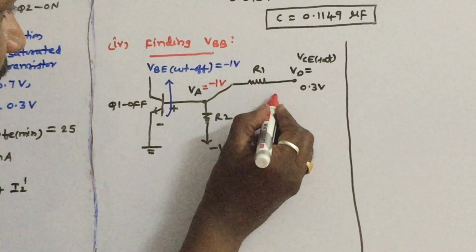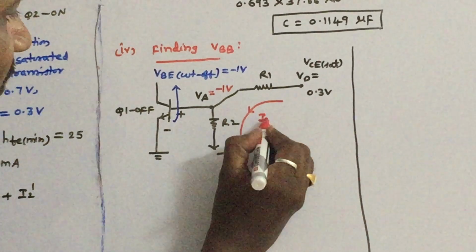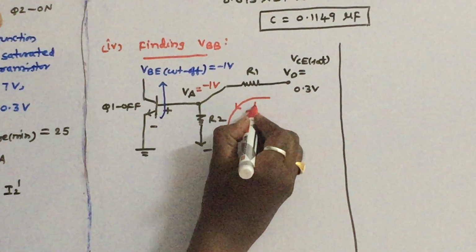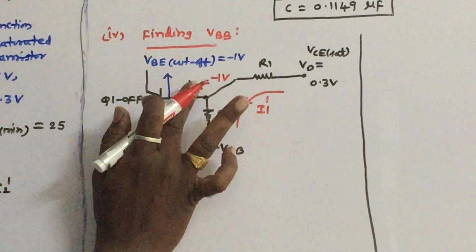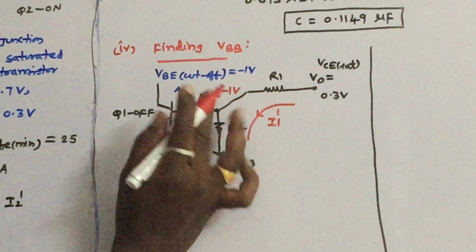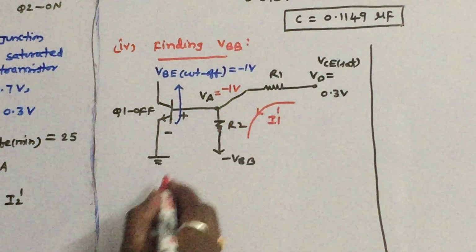Now apply the formula, say I1 dash formula. What is I1 dash? Since this transistor is in off condition, it is open, so therefore what is the current from the I1 dash formula?